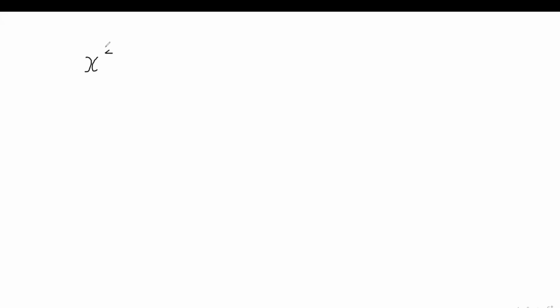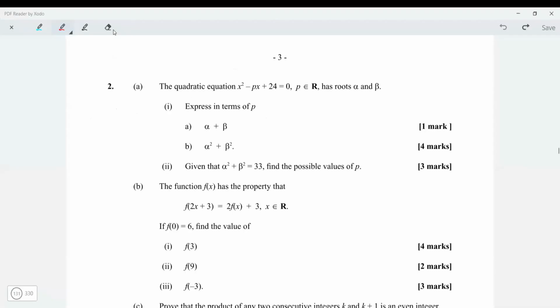All right, so we have x squared minus px plus 24 equals 0. And they want us to first find alpha plus beta. So now, Marika, you have to remember that alpha plus beta is the sum of the two roots, and the sum of the two roots, alpha plus beta, is minus b over a. So in this case, it's going to be equal to p over 1. So alpha plus beta works out to just be p, right? Alpha plus beta is p. You cool with this, Marika?